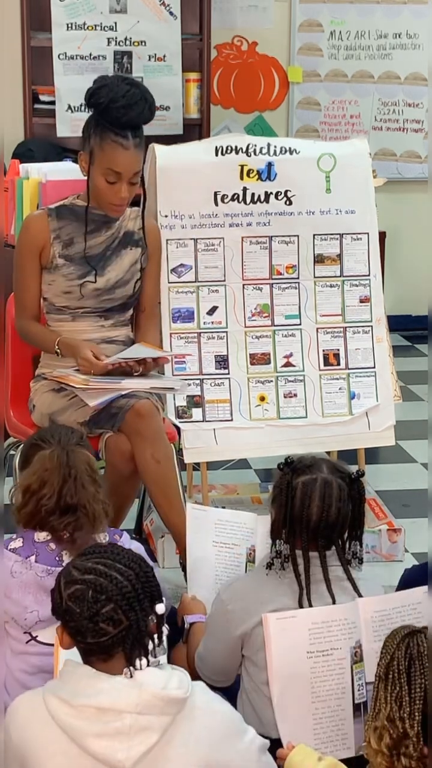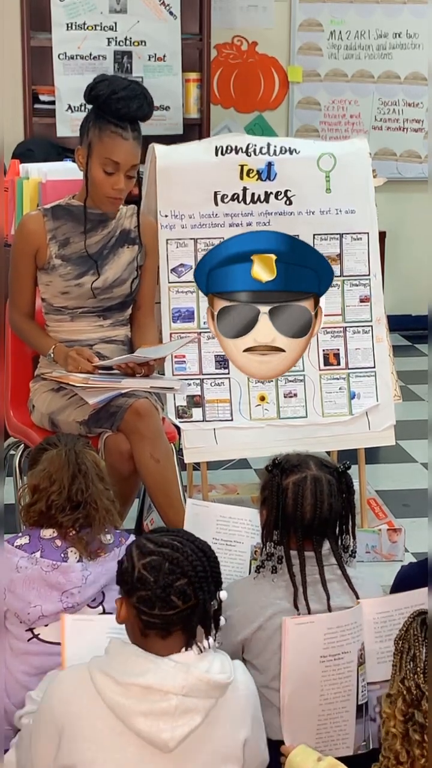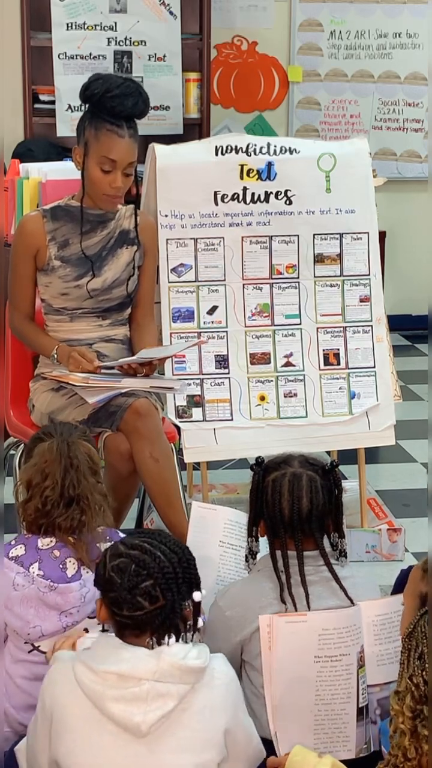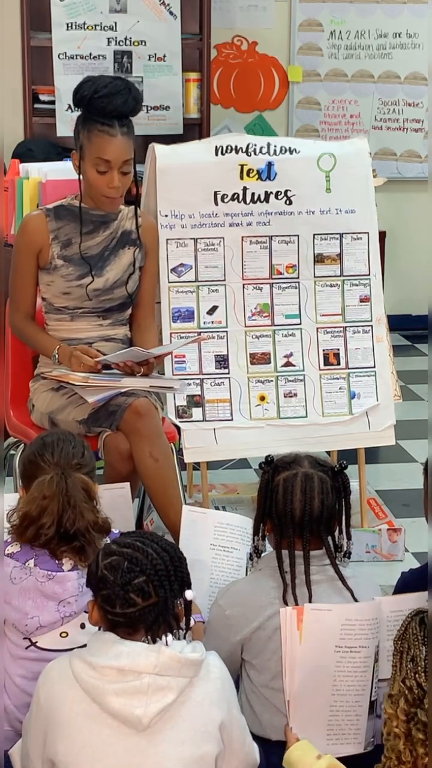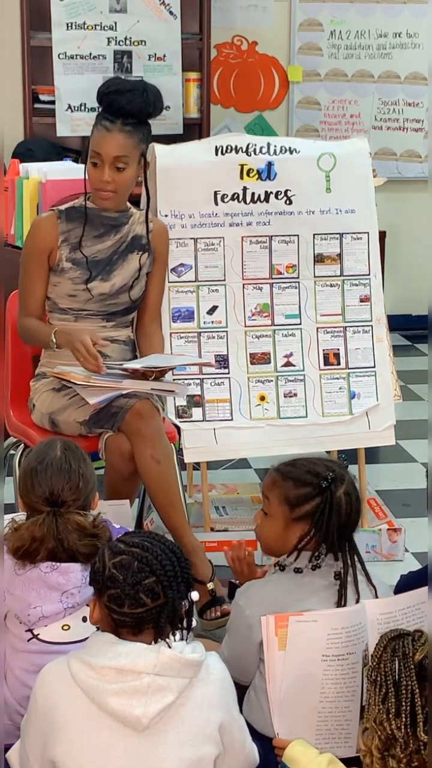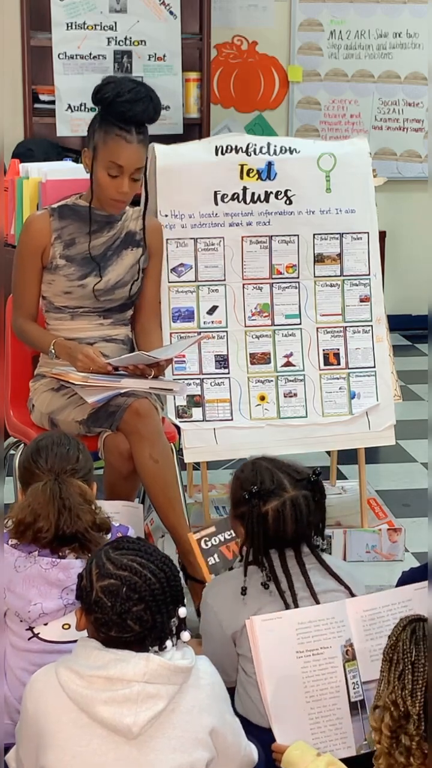Okay? Paragraph 6. Police officers work for the government. Some work for the local government. Others work for the state or federal government. They work to make sure people follow the laws. What is this section mainly about? Yes. Police officers helping the government follow the law.